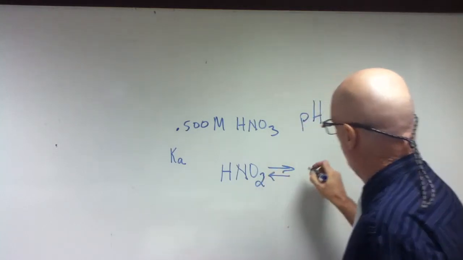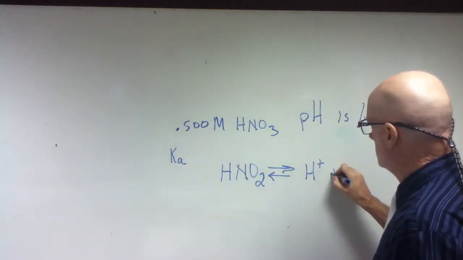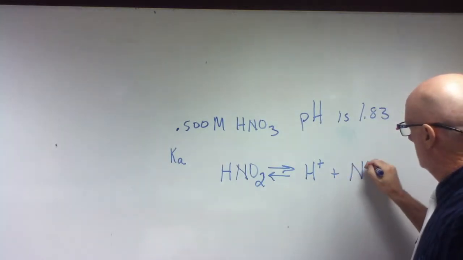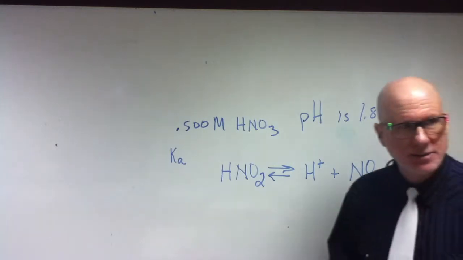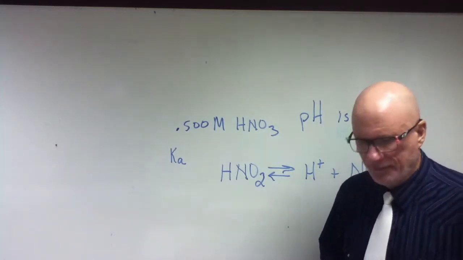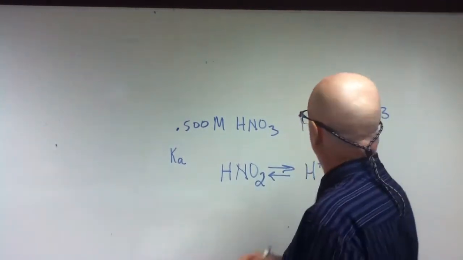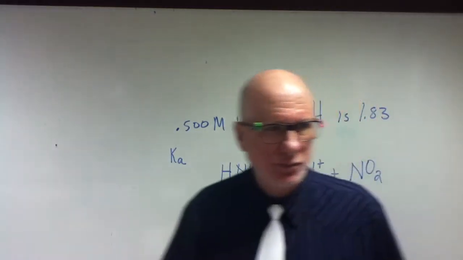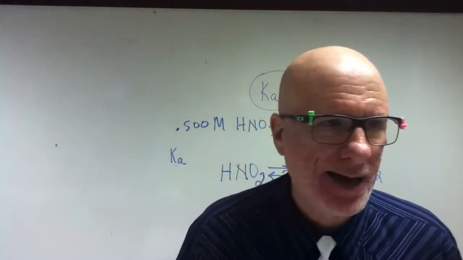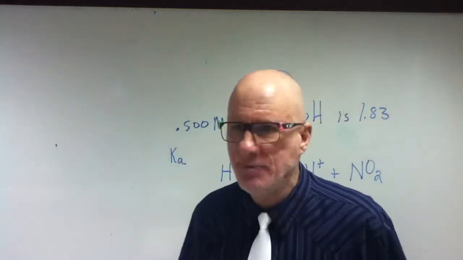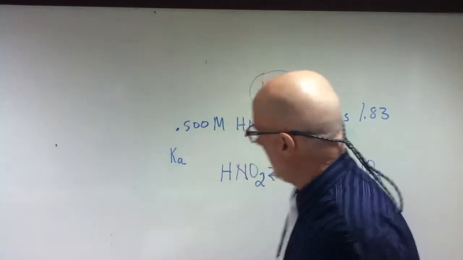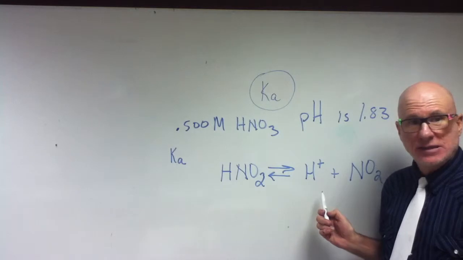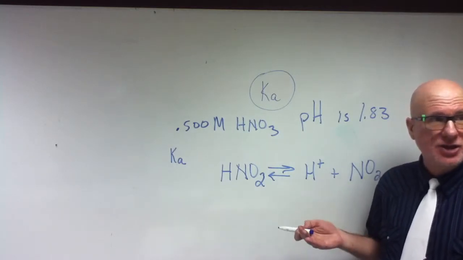We'll make it equilibrium. H plus, I really mean hydronium, but okay. You okay with that? Now, what's the Ka? The Ka is a mathematical expression. Kb, same thing. The Ka is when you have the H plus. The Kb would be when you have the OH minus.